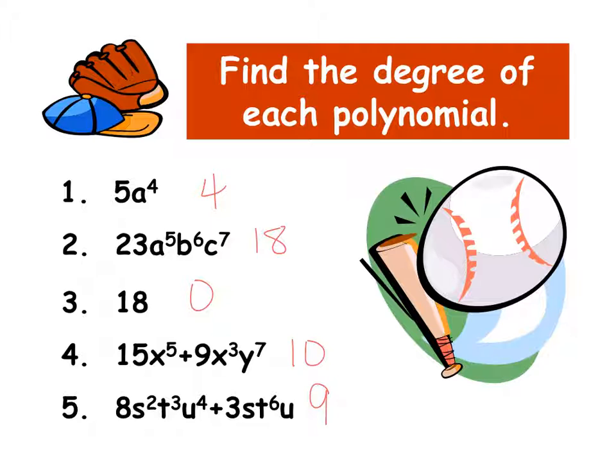Alright, on these, the first 3 were just monomials, so I just had to find the degree of each monomial. The last 2, I had to find the degree of each individual monomial and decide which one was the largest. And that gave me the degree of my polynomial. Alright, that's it for the basics of polynomials, degree and ascending order.